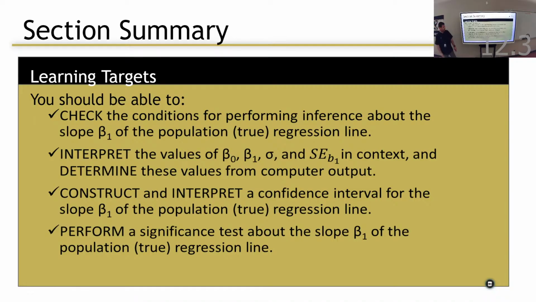If I did a decent job, you should be able to check the conditions. You won't have to on the test. Chances are really good you won't have to on the AP test. You'll have a couple of homework questions. Hopefully you can interpret the values of b sub 0, b sub 1, sigma, and S sub E of b sub 1. Construct and interpret a confidence interval for the slope. Perform a significance test.